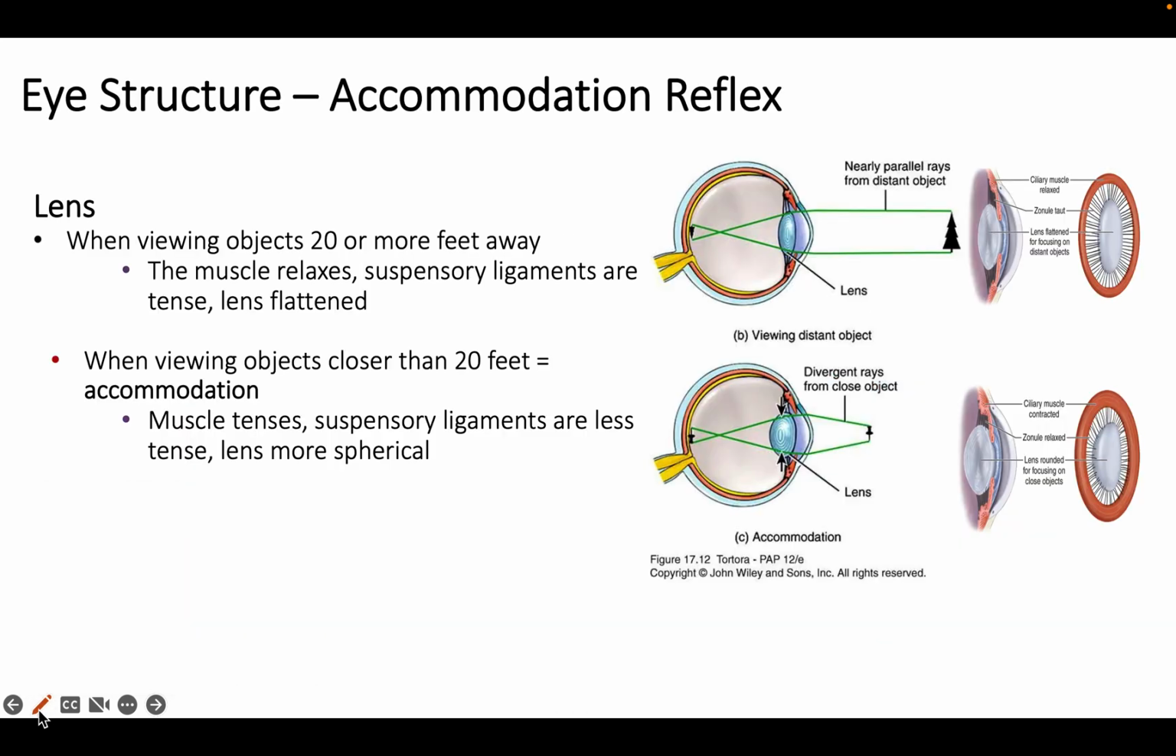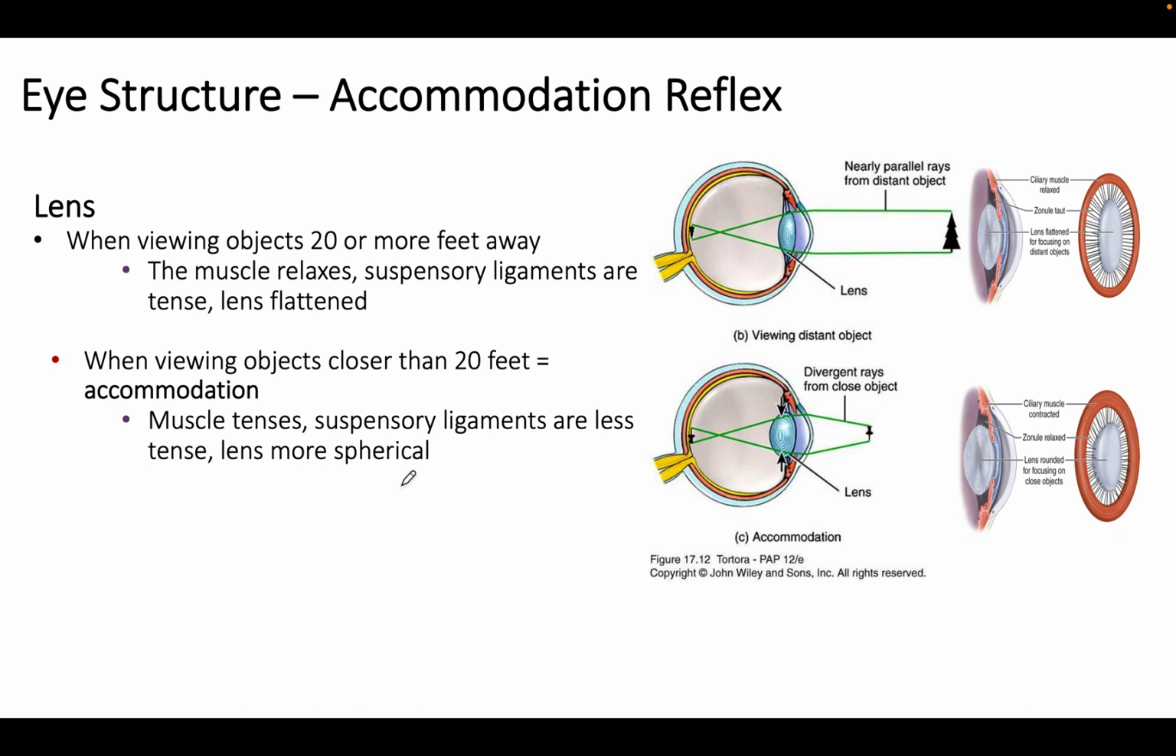Okay, so this accommodation reflex, this is what we're talking about here. If we're viewing things 20 feet or more, the muscle relaxes, ligaments become tense, and the lens is flattened. If we're viewing things closer than 20 feet, the muscle contracts, ligaments are less tense, and our lens becomes more round. Okay, so this is known as the accommodation reflex.